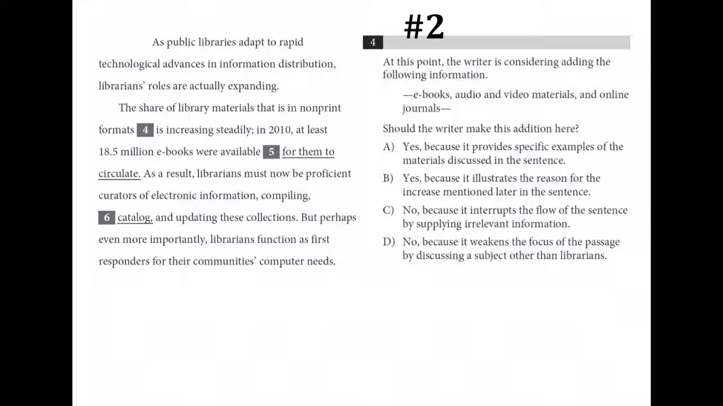Number 4. At this point, the writer is considering adding the following information: ebooks, audio, and video materials, and online journals. Should the writer make this addition here? A is the best answer. Yes, because it provides specific examples of the materials discussed in the sentence. Choice A is the best answer because it states accurately why the proposed clause should be added to the sentence. Without these specific examples, readers have only a vague sense of what non-print formats might be.